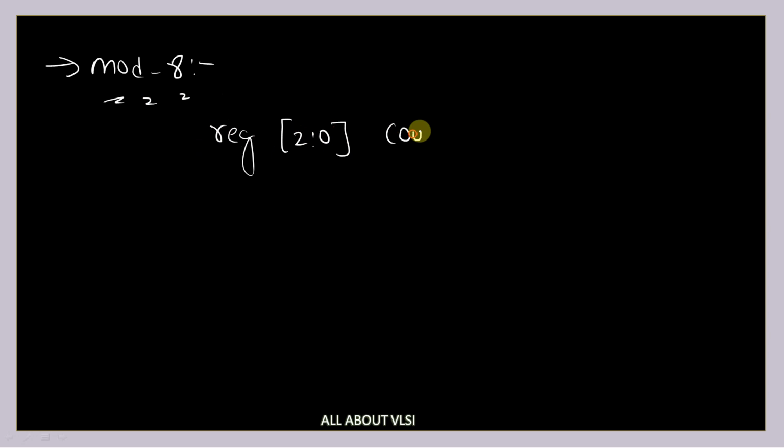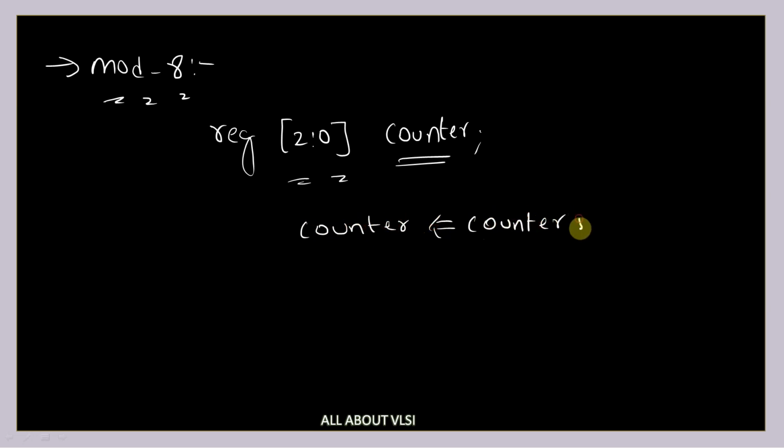Let's say we have a mod 8 counter like this. How do we develop the code for your mod 8 counter? The same way we developed the mod 4 counter. For this mod 8 counter we need to declare a 3-bit counter, and we are going to increment it for every passage of clock: counter is equal to, non-blocking, counter plus 1'b1. We are going to increment.